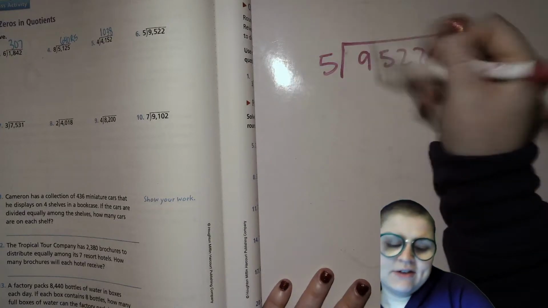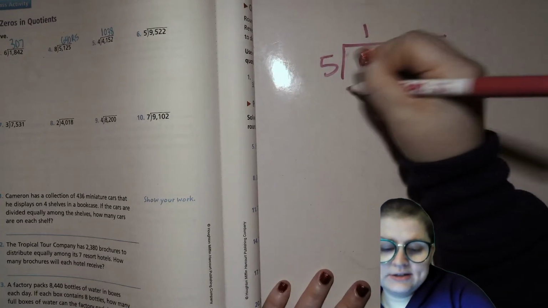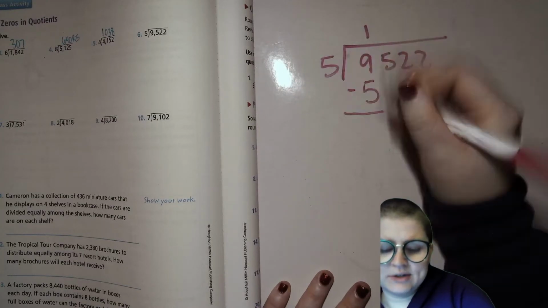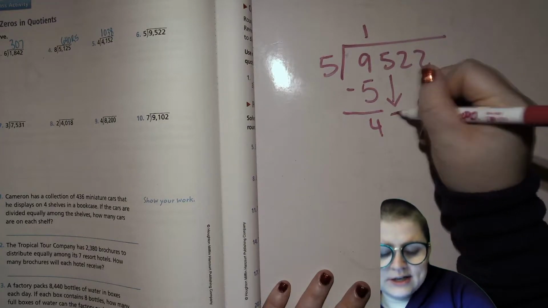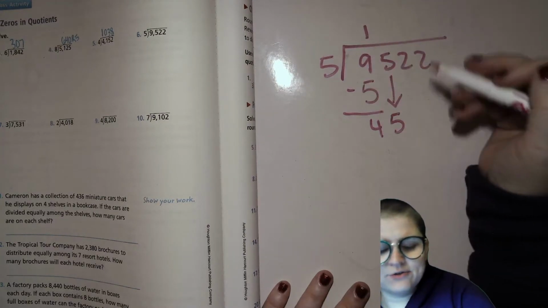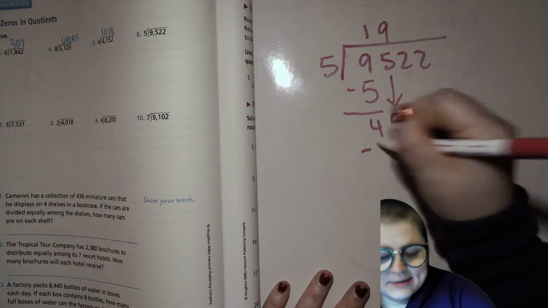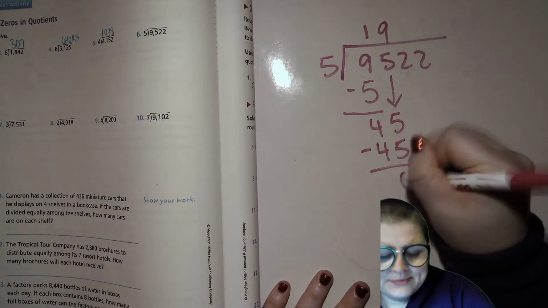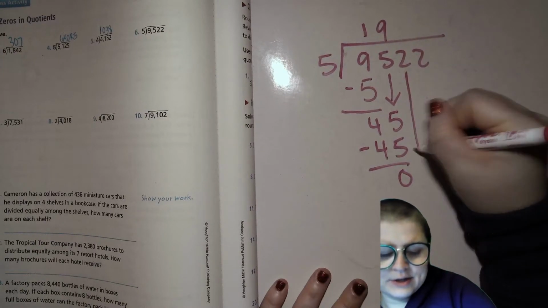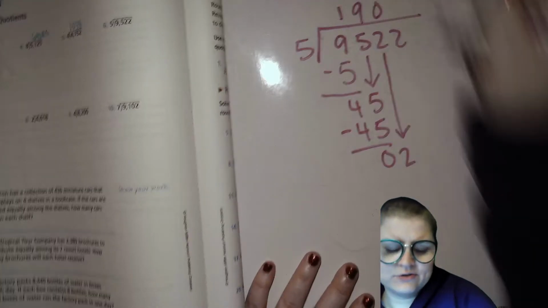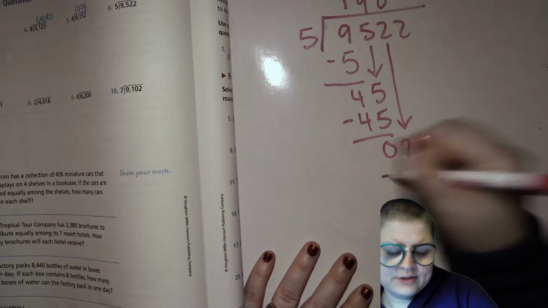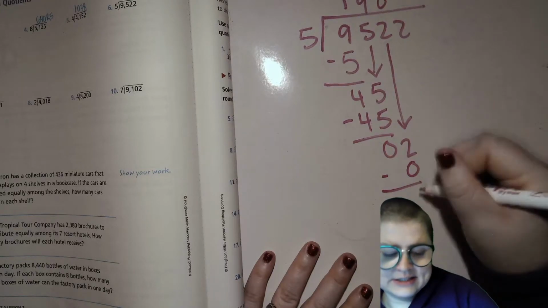Okay, 9,522 divided by 5. 5 can go into 9 once. 5 times 1 is 5. Subtract. Bring it on down and bring it on back. 5 goes into 45 9 times, and it is 45, right? Subtract. Bring it on down. 5 goes into 2 0 times. You can't even have a single 5 inside of 2. So minus 5 times 0 is 0.